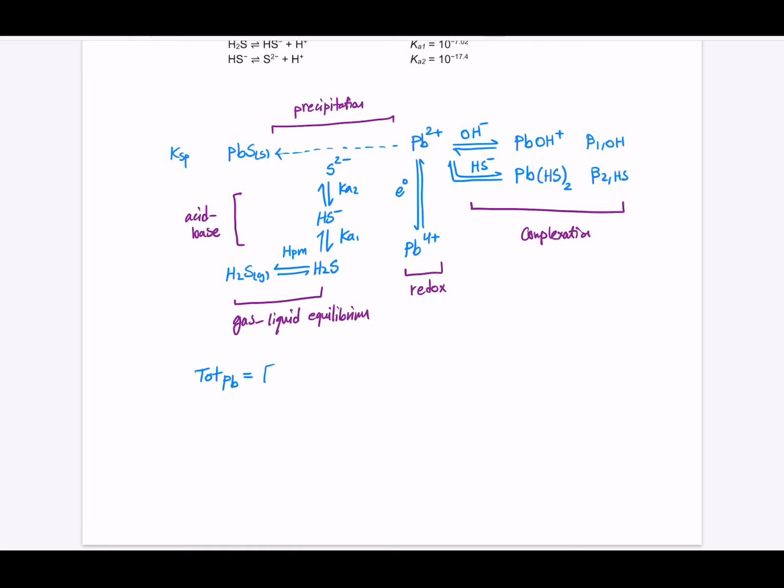So then the total would be Pb2 plus, then Pb4 plus, then the complex of Pb hydroxide, Pb4 plus, you're right, thank you. And then Pb(HS)2.